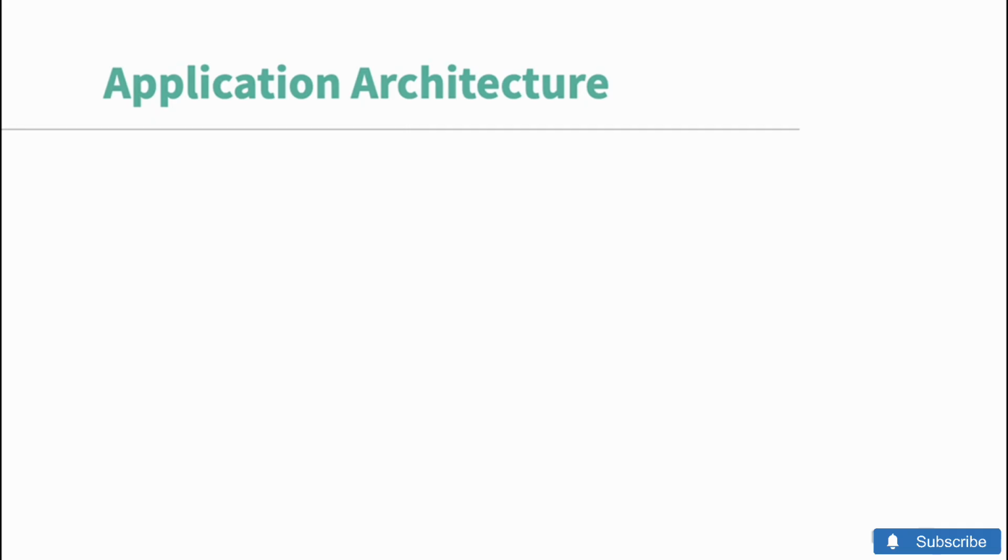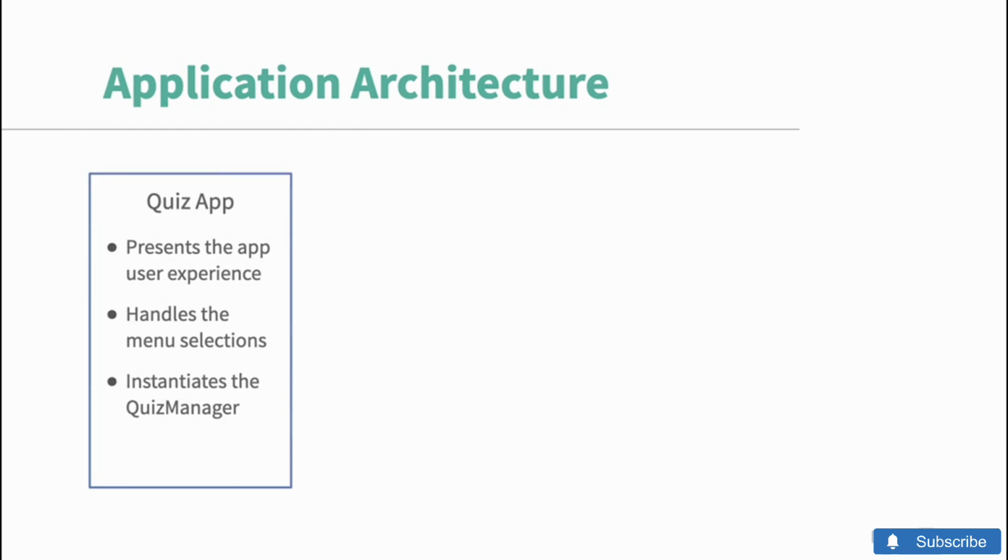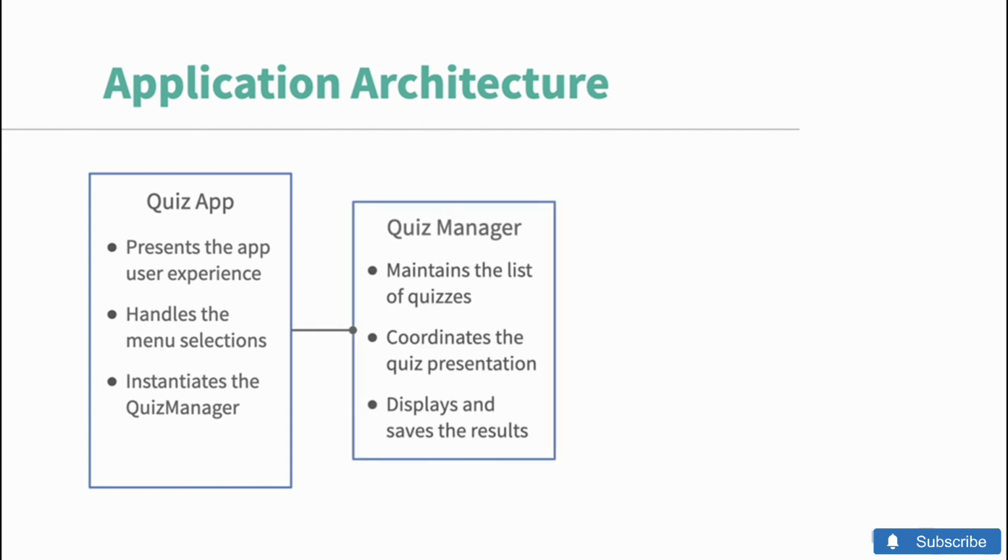Each part of our application will have a specific set of responsibilities to perform. The main quiz app class will be responsible for presenting and controlling the user experience of the app. It will handle the menu selections from the user and create and maintain the Quiz Manager class. The Quiz Manager class will be responsible for managing the installed quizzes in the app. It will coordinate the user actions in the main app class and the installed quizzes, for example, presenting each quiz and then displaying and saving the results.